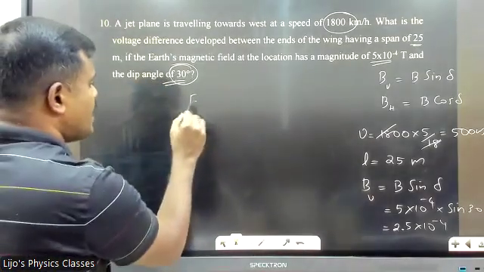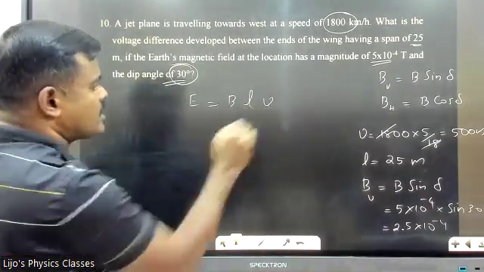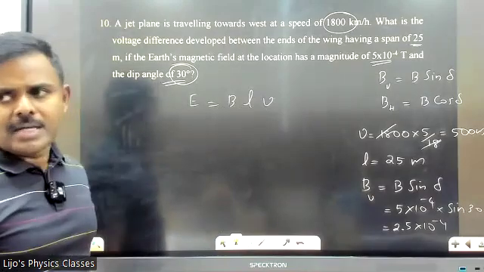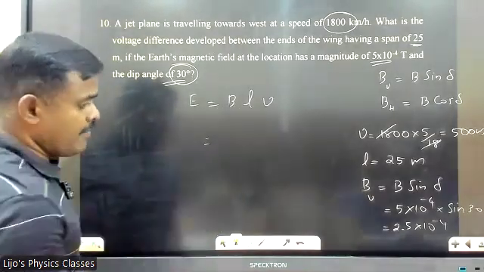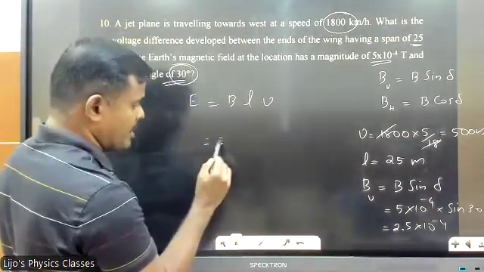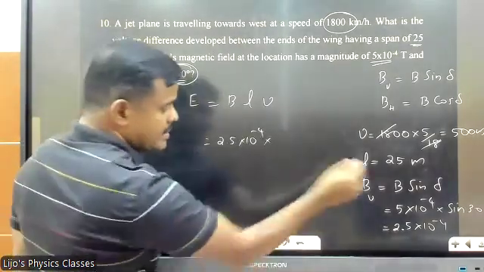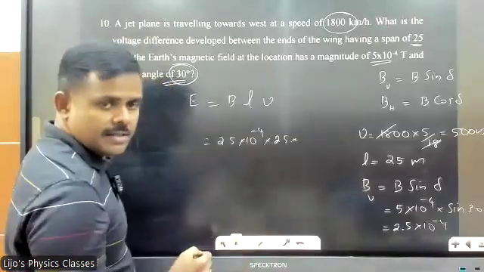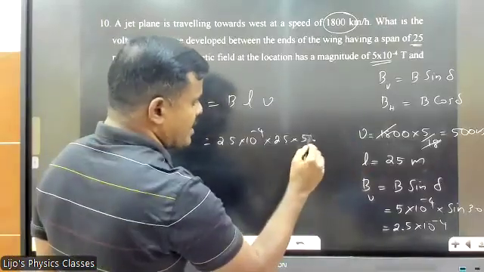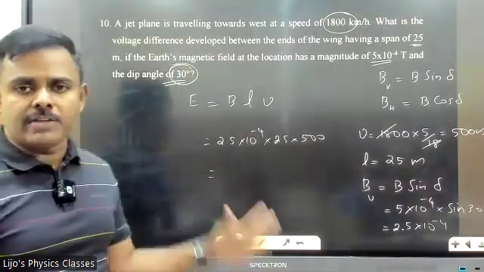Now we can find the EMF using the equation. What is the equation? Motional EMF is BLV. B I have found out there, 2.5 into 10 raised to minus 4. Length is 25 meters. Velocity is 500 meter per second. Multiply, and you'll get the final answer.